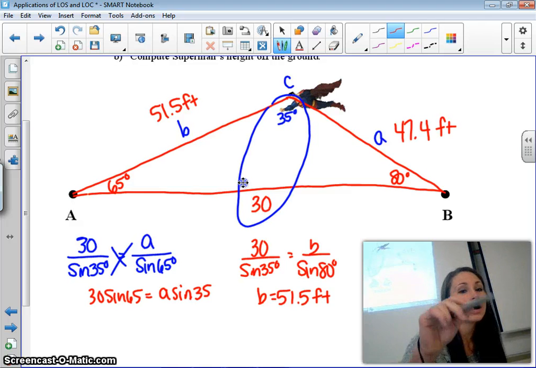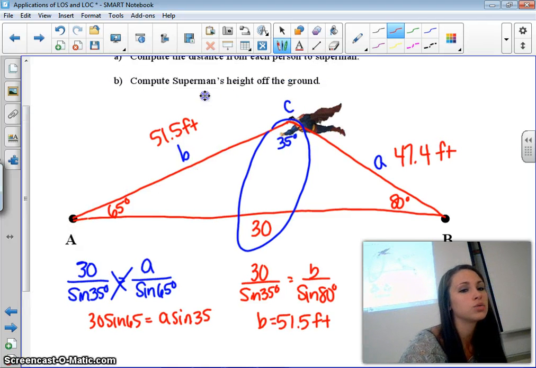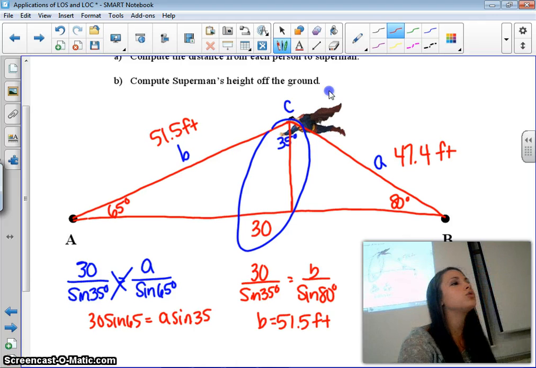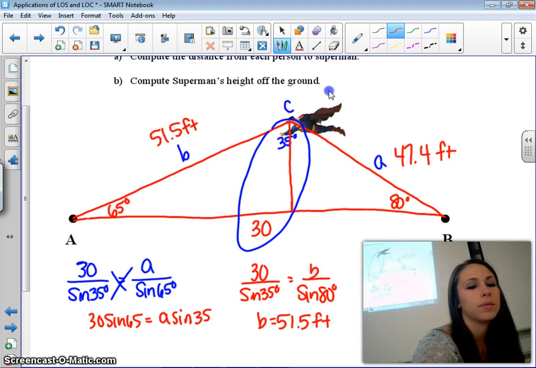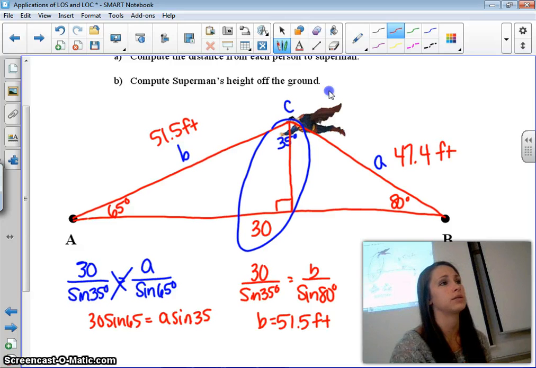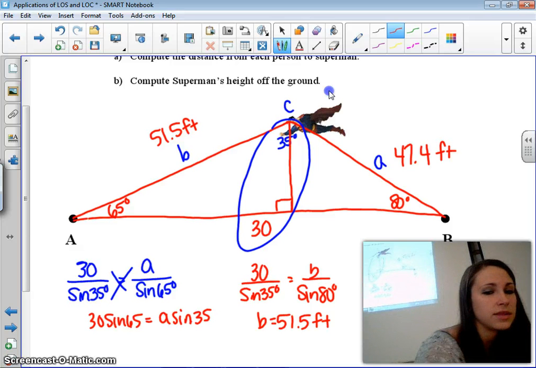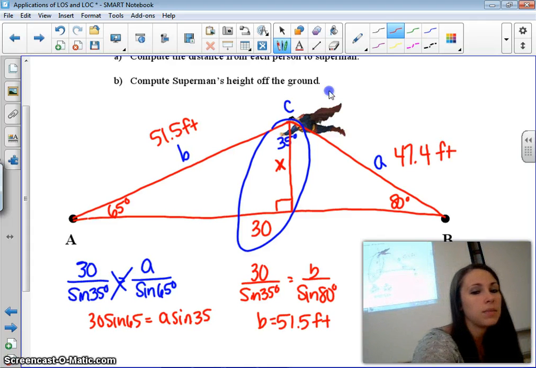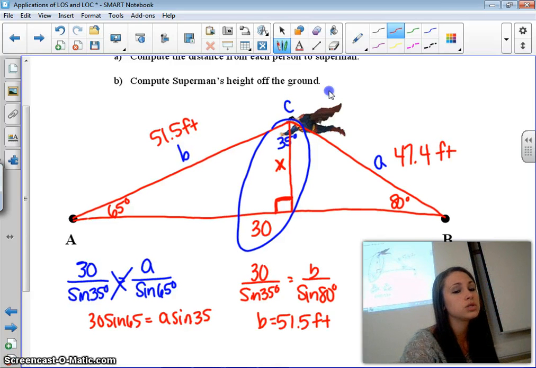Hang on. Alright, so now I need to find part B. So Superman's height off the ground. Superman's height off the ground right here is going to be this distance. Now, on your final exam, they're going to combine law of cosines and right triangle trig, okay? And you need to know when you can use right triangle trig and when you can use law of sines and cosines, okay? I'm going to try to find this distance right here. And since I drop that line down and it makes a right angle with the ground, to find x, can I use SOHCAHTOA or my right triangle stuff?